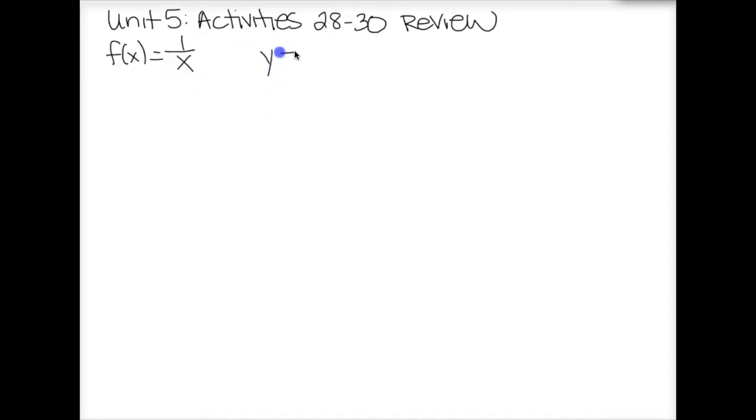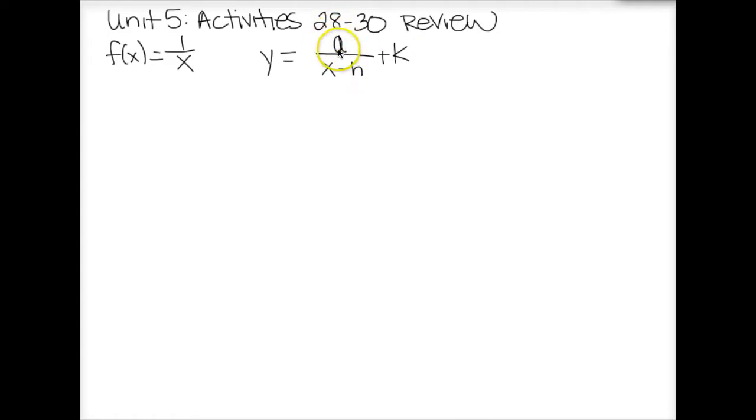Those took the form, remember, a over x minus h plus k. And we had written down, just like with all our other transformations, what a, h, and k all do. So look back at the little cheat sheet that I had passed out to you that has this in there, or in your notes, to help you remember.